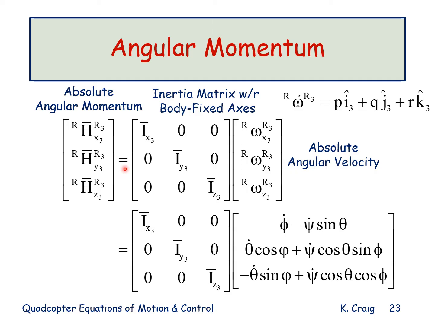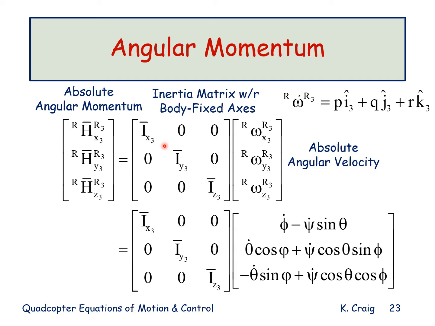And this is defined and equal to the inertia matrix. And this is the inertia matrix with respect to body fixed axes. Why do we use this? Because these expressions for the mass moments of inertia are constant in the body fixed reference frame and do not change with time.